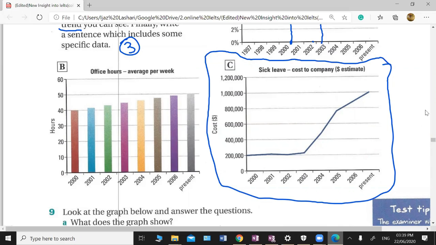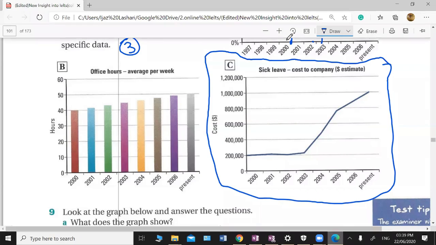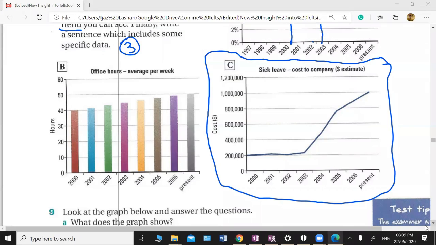It's about sick leave cost. When an employee takes a sick leave, how much money does it cost the company? When employees go on sick leave, it costs money to the company. How much does it cost? It was some amount from 2000 to 2003. Then it started increasing. And in 2005, 2006, it reached a certain number, like 800,000, and then it reached its highest point.